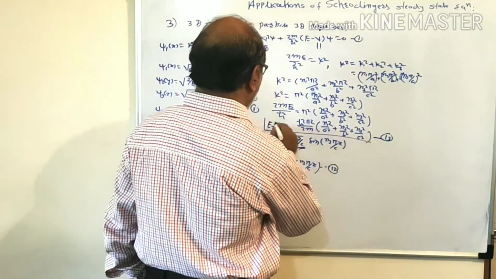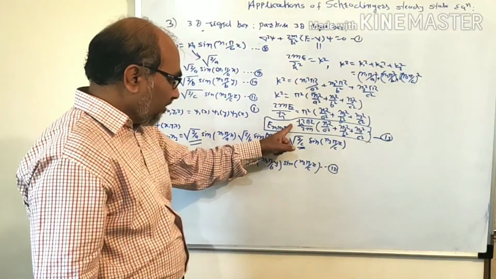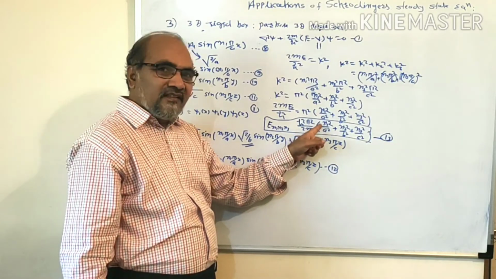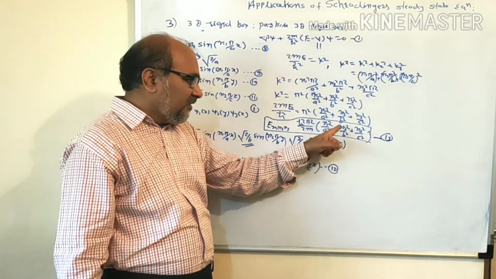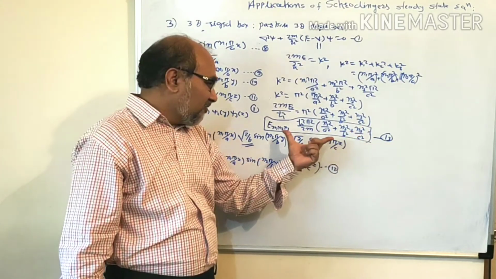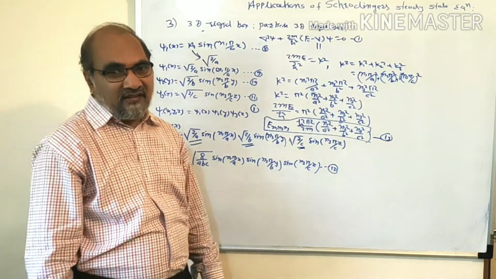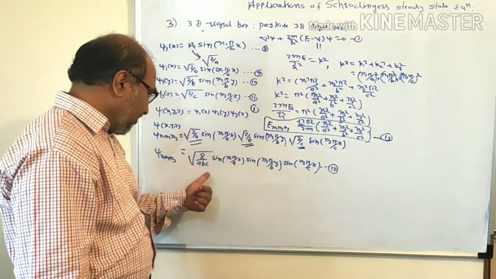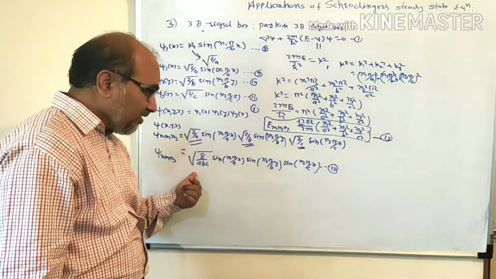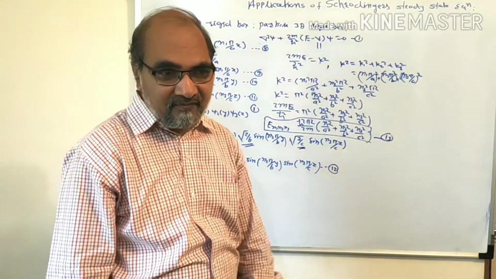So this expression is E equal to h bar square pi square by 2m, n1 square by a square, n2 square by b square, and n3 square by c square. So this is your energy eigenvalue for a three-dimensional box. Okay, and this is the energy eigenfunction for the particle in a three-dimensional box.